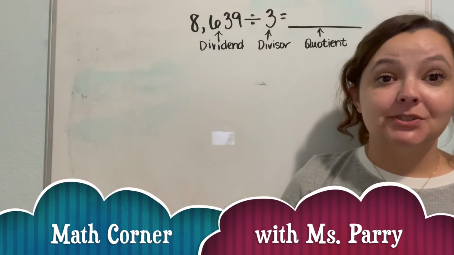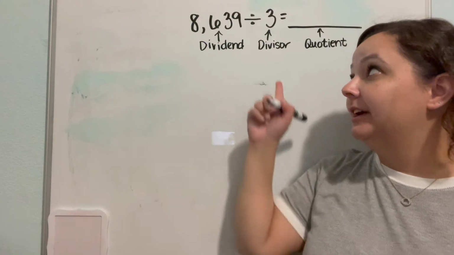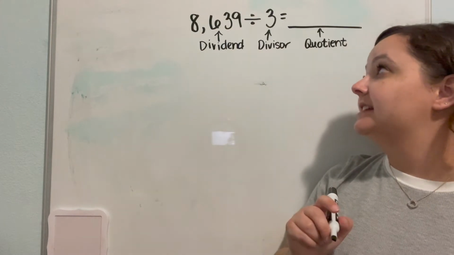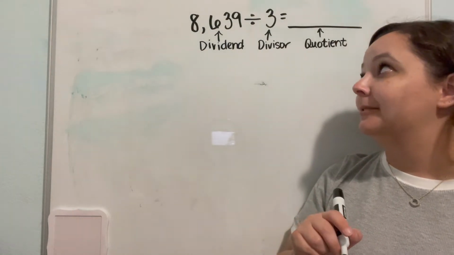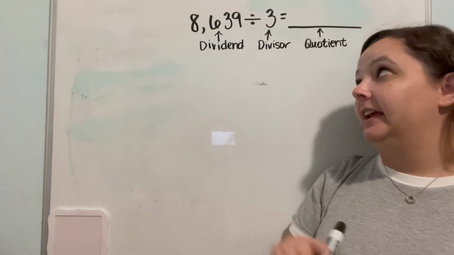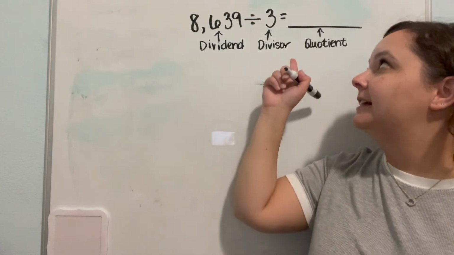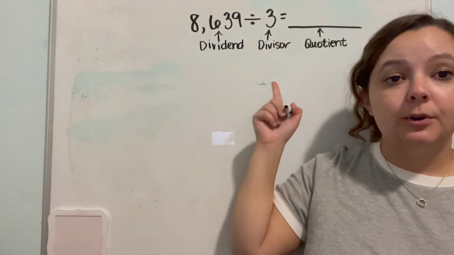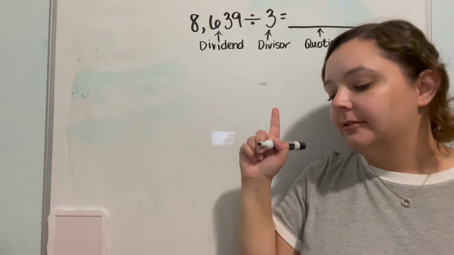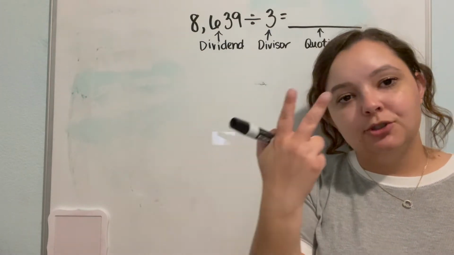All right, let's go ahead and do some practice. So we have our problem of 8,639 divided by 3. We have our dividend of 8,639 and our divisor of 3. We need to figure out what our quotient is, and we're going to show it using two strategies.